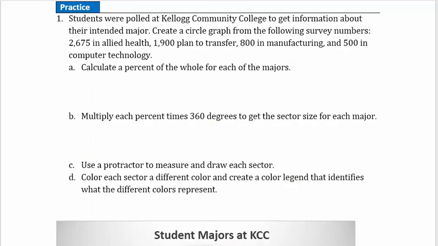Okay, let's take a look at a practice problem here. Students were polled at Kellogg Community College to get information about their intended major. Create a circle graph from the following survey numbers. So we've got 2,675 of the students in an allied health program, 1,900 in a transfer program, 800 in manufacturing, and 500 in computer technology. What we're going to do is take this information and turn it into a circle graph here.